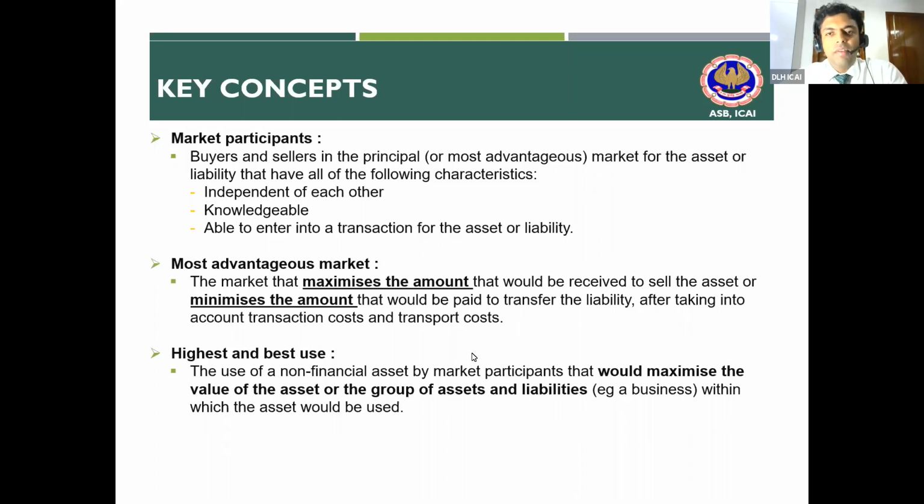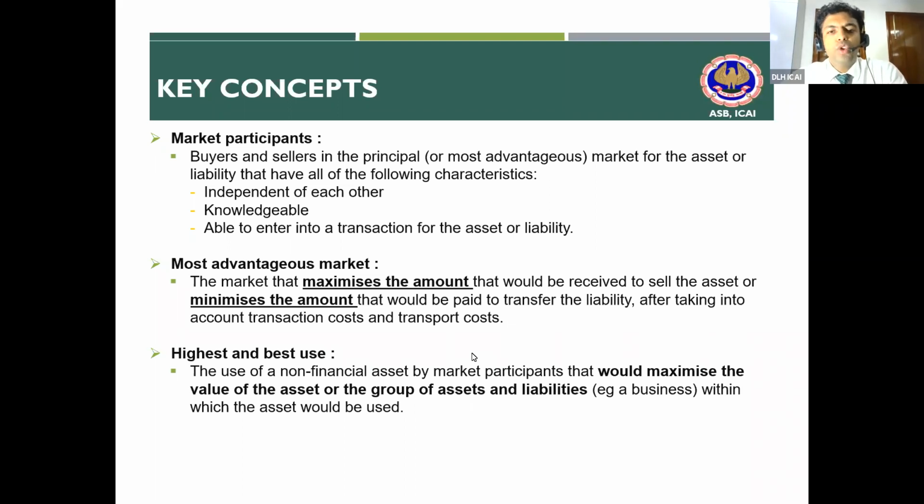Market participant. We have discussed market participant. Market participant means the buyer and seller who are knowledgeable, who are independent of each other, not related to each other, and they are able to enter into the transaction for the asset or liability. That means they are willing to enter into the transaction, with a reasonable mindset. That is called a market participant.